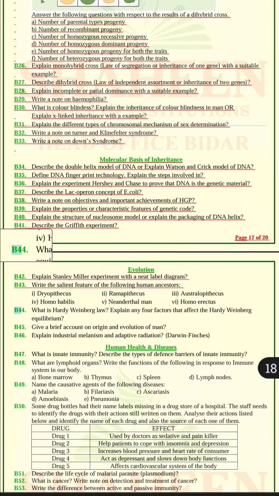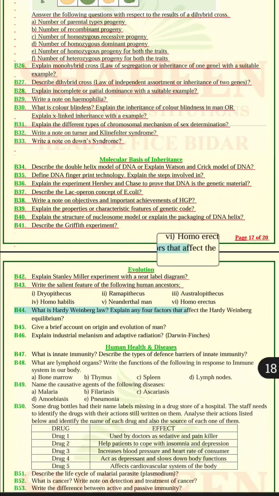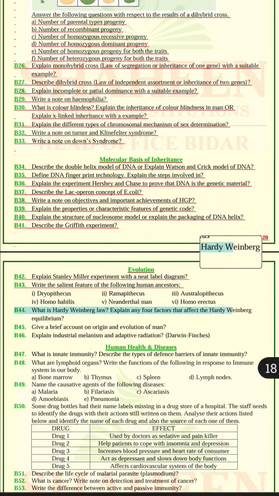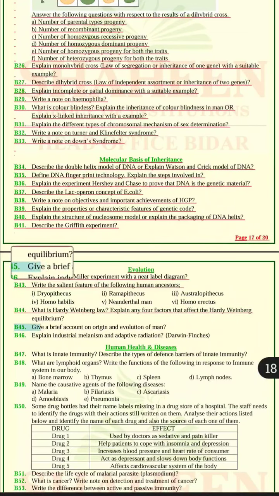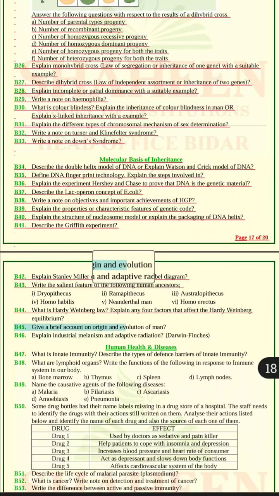Let us move to the next question. It is question number 44. What is Hardy-Weinberg law? Explain any four factors that affect the Hardy-Weinberg equilibrium. Question number 45. Write a brief account on origin and evolution of man.